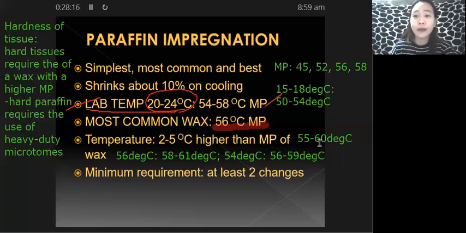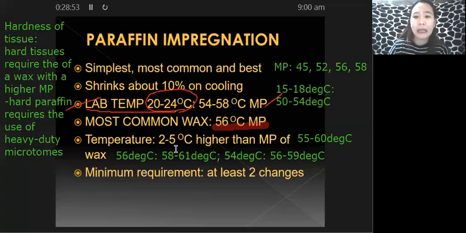Say for example, the question is just a general question like, paraffin impregnation should be carried out at what temperature? A, 2 to 5 degrees Celsius higher than the melting point. B, 55 to 60 degrees Celsius. C, 10 degrees Celsius higher than the melting point. D, 65 degrees Celsius. The best answer for that one would be 55 to 60 degrees Celsius. That is the best answer.